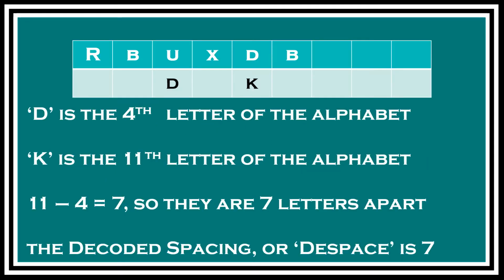So the challenge was to decode the message RBU XDB, and the two letters we are given from the original code are D, which is the fourth letter of the alphabet, and K, which is the 11th letter of the alphabet. So those two letters are 7 letters apart in the alphabet, and that means that our D space here is 7.